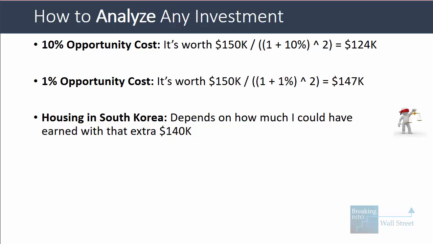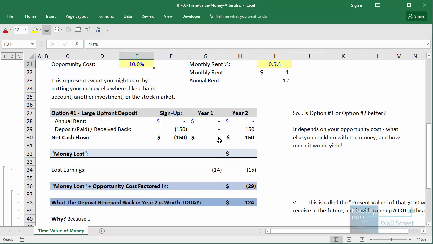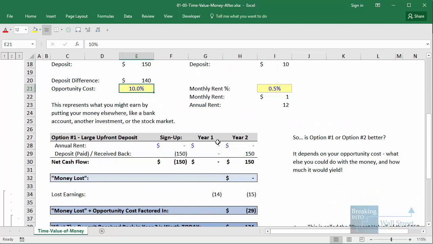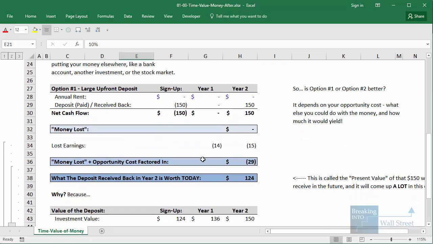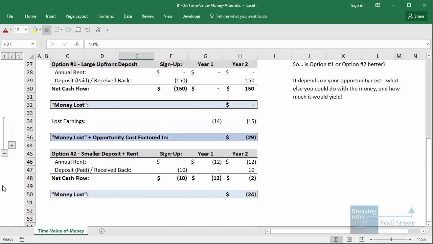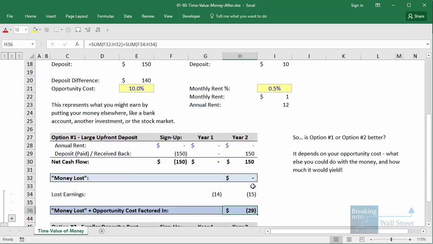Going back to the situation with housing in South Korea, the correct decision here really depends on how much I could have earned with that extra $140,000. You could try to figure this out, and you could enter various numbers to guess your way into the correct answer in Excel if you want to. But one shortcut to doing this is to use the goal seek function in Excel.